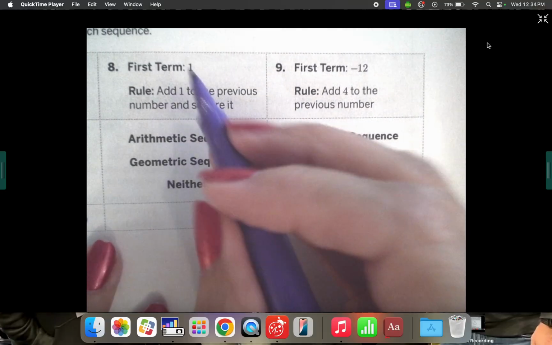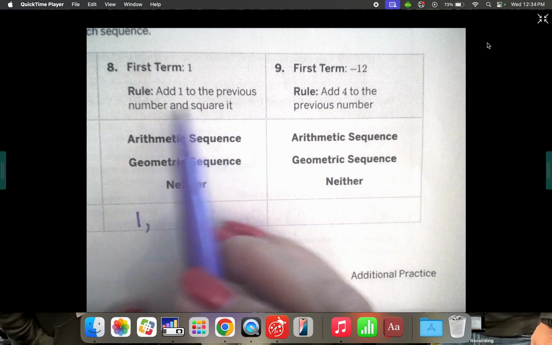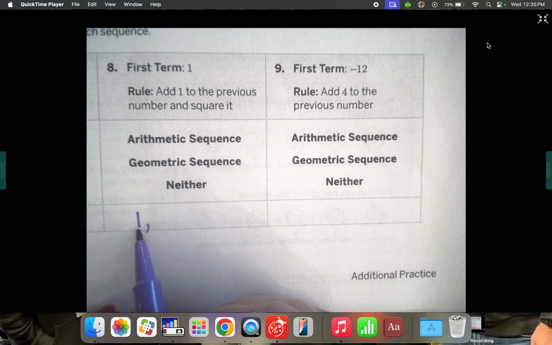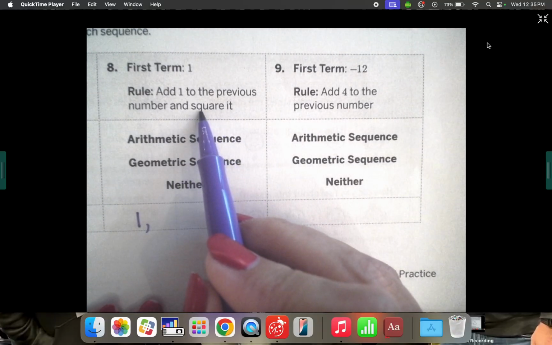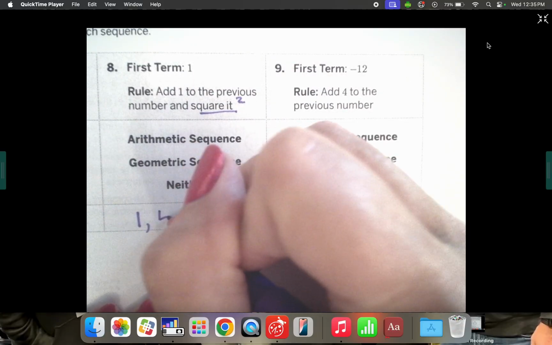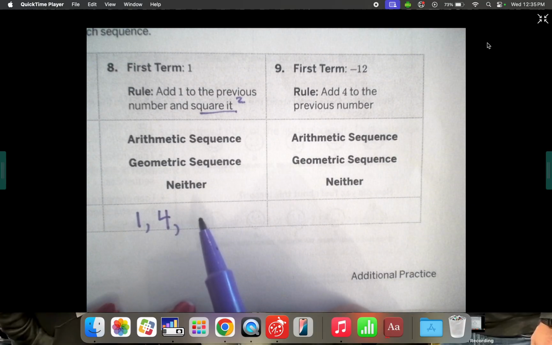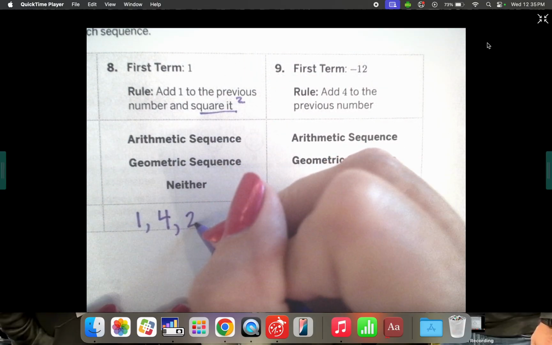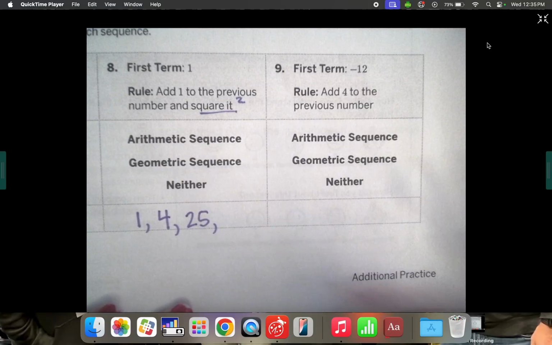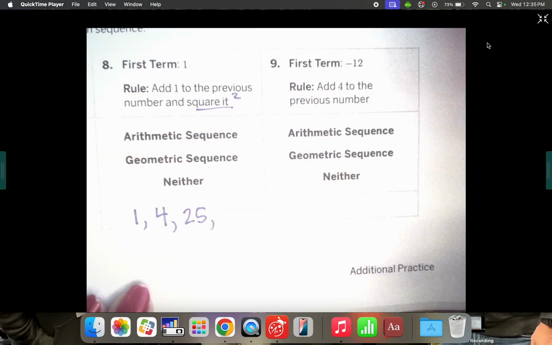All right, so first term is 1. They want the rule to be add 1 to the previous number, and square it. So we're going to add 1, which would be 2, and then we're going to square it. 2 squared, 2 times 2, would be 4. Okay, we're going to add 1, which would make it 5, but then we're going to square it. So 5 squared, 5 times 5 is 25. Add 1, which is 26, and then square it. I have no idea what 26 squared is. 26 squared is 676.